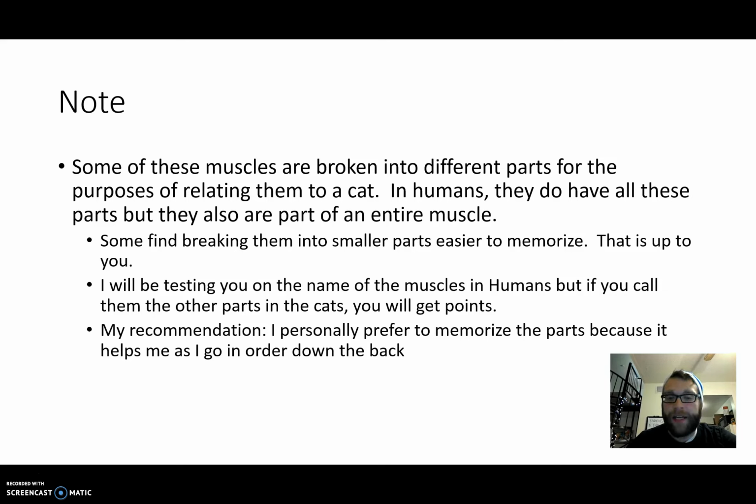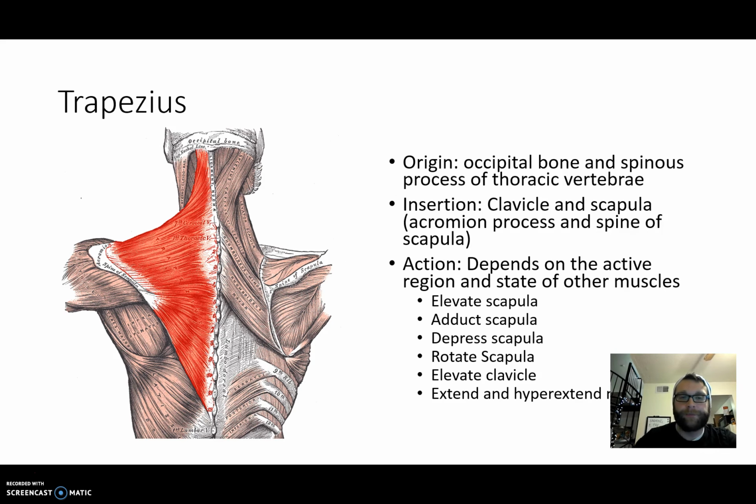My recommendation is that I personally prefer to memorize these in smaller chunks, because when you take your practical exam, if I show you the trapezius muscle and you only remember the origin part for the acromiotrapezius and you write that down, that is fine with me for that entire muscle. It gives you a little bit more information that you might have to memorize, but it gives you a better chance of getting a correct answer on the test. So let's start describing these muscles.